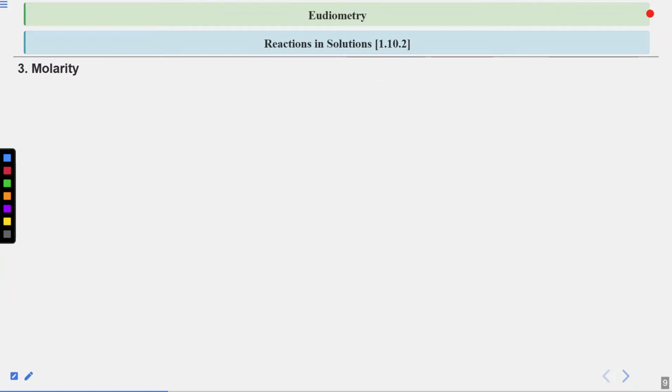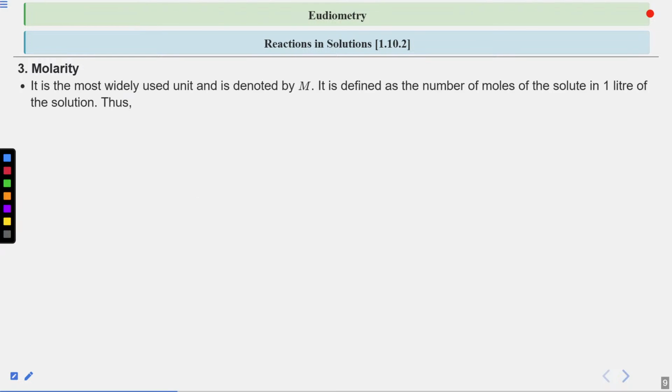Yes, it's true. So chi a plus chi b will be 1 if it's 0.25. Now moving on to the next concentration term, which is molarity. Now what is molarity? Just listen to the definition very minutely. It is given by the number of moles present in 1 liter of the solution.